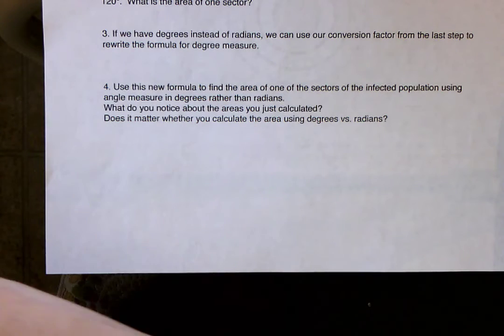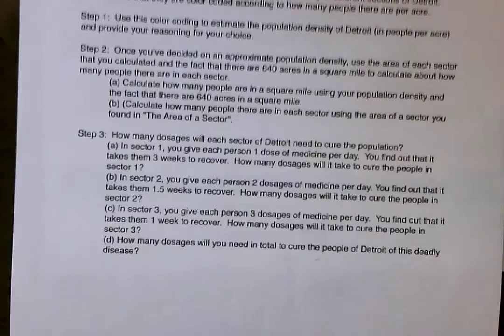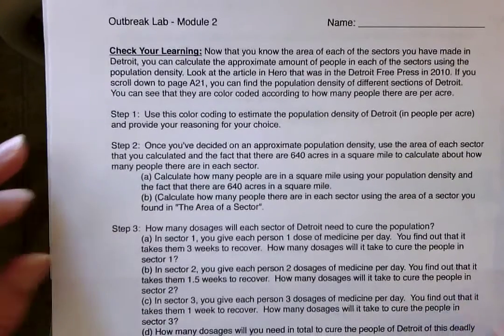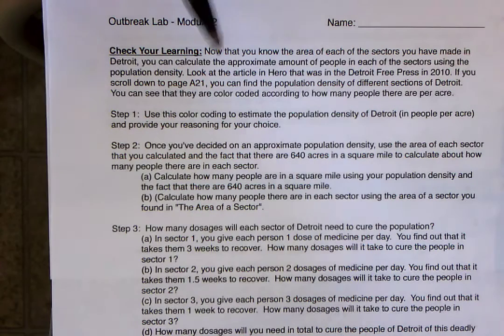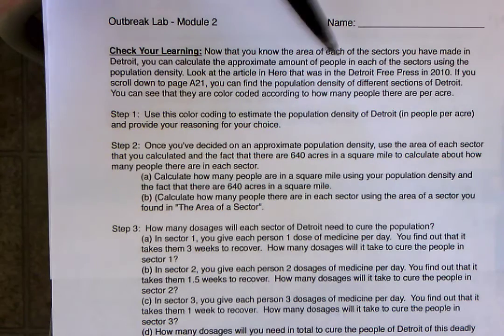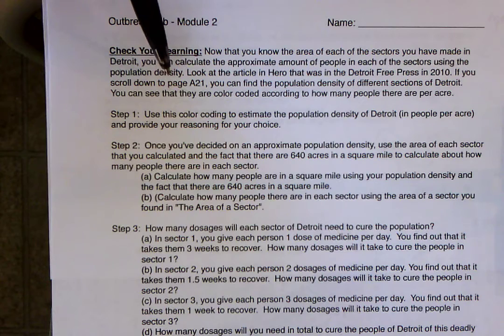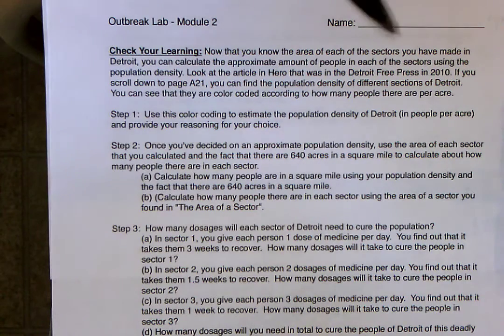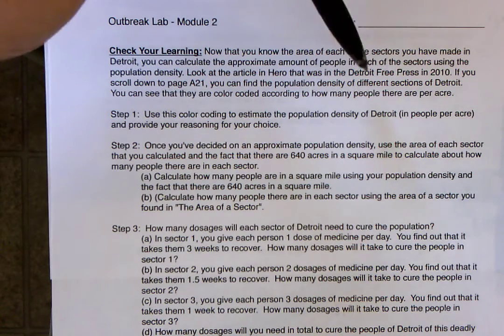Okay? So now the final thing that you guys are going to be doing is the check your learning part. I'm not going to go over too much on this because you're going to have to look this up, but it says now that you know the area of each of the sectors you've made, you can calculate the approximate amount of people in each of the sectors using the population density. So it tells you to go to the check your learning in Hero. There's a link there that you can click on, and it gives you an article.